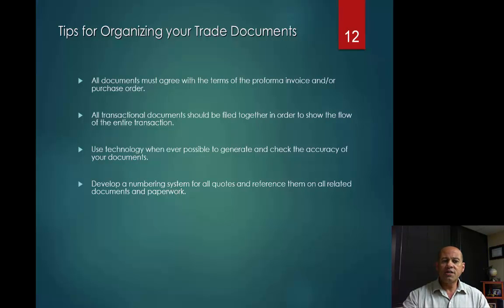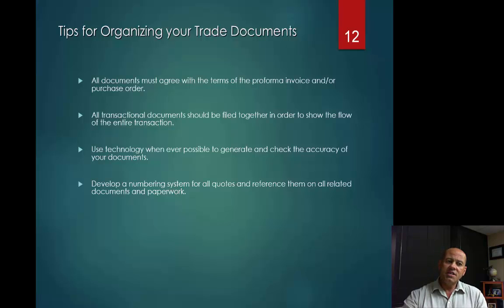So it's very important to organize your trade documents. Again, all of your documents should agree with the terms and conditions of the pro forma invoice and purchase order. All transactions should be filed together and show the flow of the entire document transaction. In other words, it's never a good idea to have your entry documents, your finance documents, and your sales documents in different places. Quite often if customs is inspecting or doing an audit, they're going to look for all the documents that represent a particular transaction. So it's good to have at least copies of all the documents relating to a transaction together.